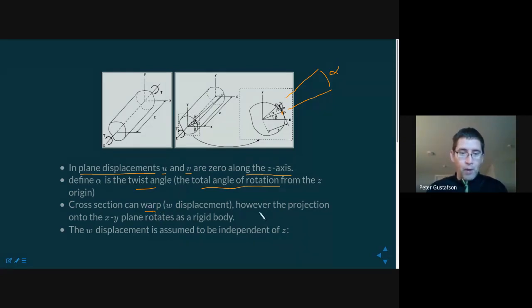So cross sections can warp. The projection onto the XY plane rotates as a rigid body. Any point that starts at the same point in the cross section as it warps is going to move the same direction, either forward or backward. And so what we're saying here is that the W displacement is assumed, because of this observation, to be independent of Z. Along the Z-axis, the warping is the same at any point within the cross-section.